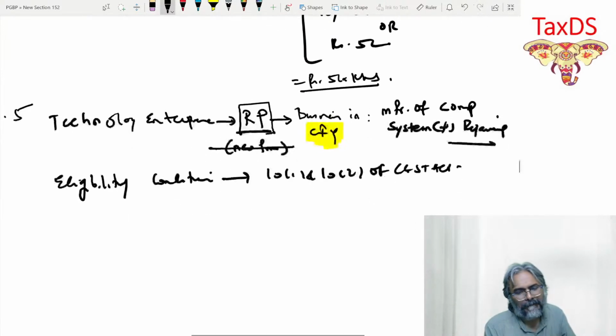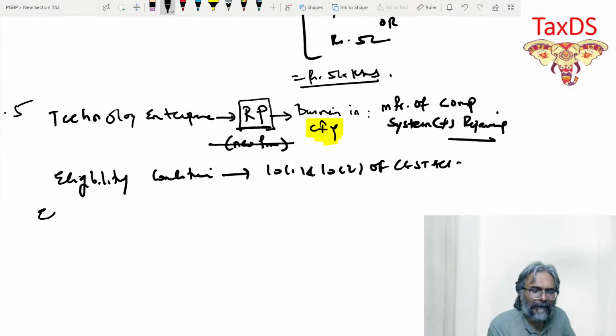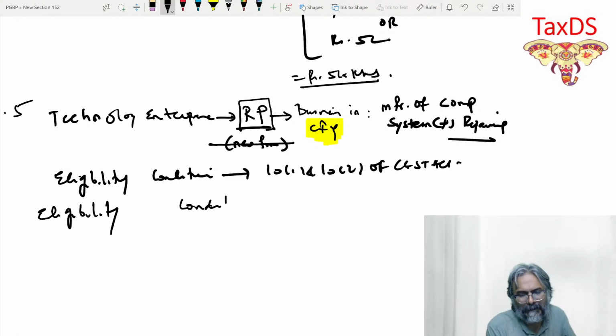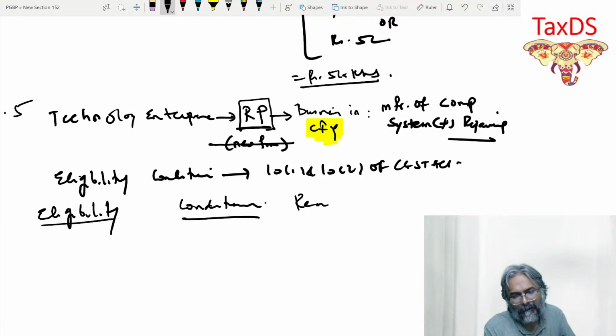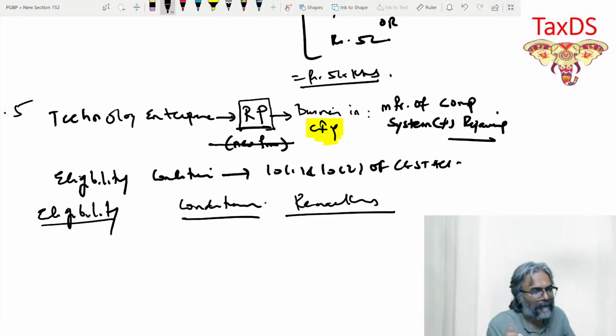You all agree? Now, what is it that we have to write? Eligibility conditions, and the last would be the remark. This is the presentation that you will do in the examination. I'm not taking you through it right now to understand the solution. No, this is what you're going to write in the solution.